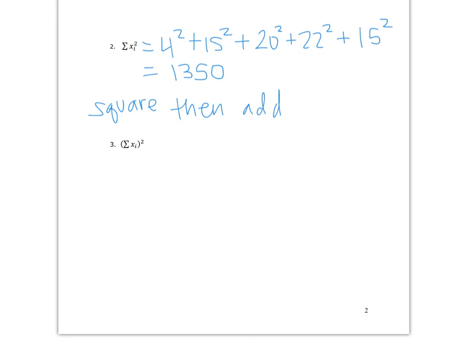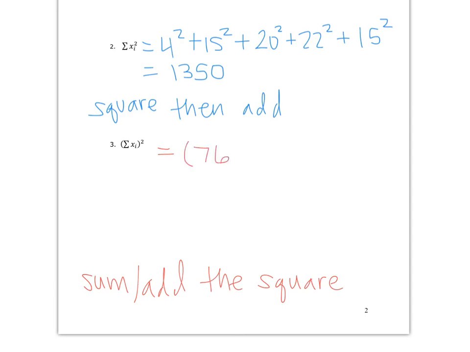Let's look at the next one. Here we've got parentheses. So think about our order of operations. We always do what's in parentheses very first. That comes before even squaring. So for this one, we are going to sum or add, then square. We do what's in parentheses first. We already figured out that the sum of the x's is 76, so we can just replace that sum of the x's with 76, and it becomes 76 squared, which, plugged into your calculator, gives us 5776.